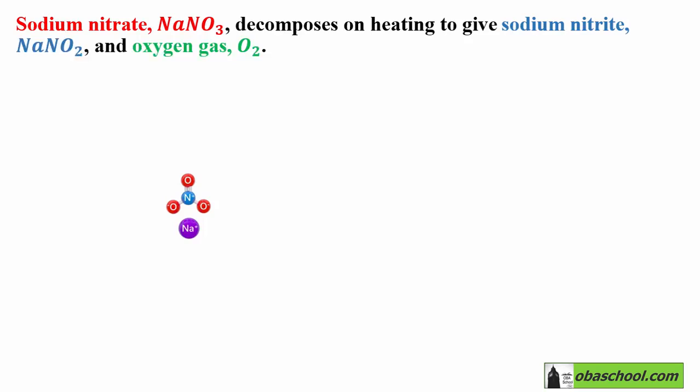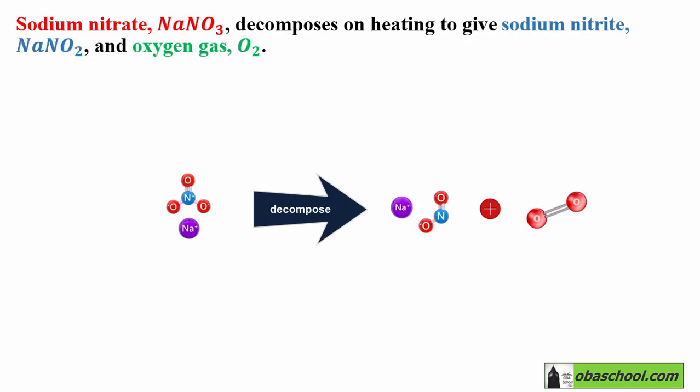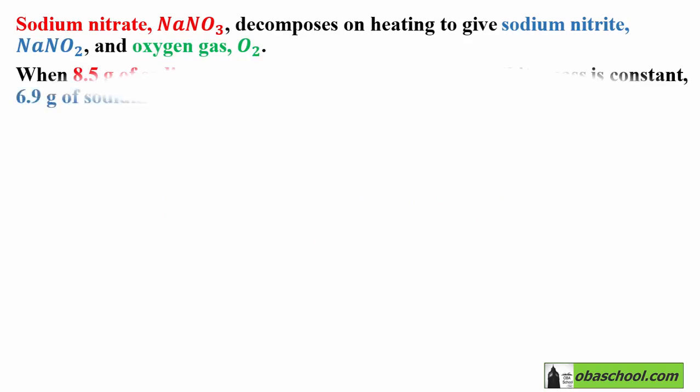Sodium nitrate, whose chemical formula is NaNO3, decomposes on heating to give sodium nitrite, NaNO2, and oxygen gas. So sodium nitrate will decompose on heating. When sodium nitrate is heated, it will break down to produce sodium nitrite and oxygen. This is a decomposition reaction.